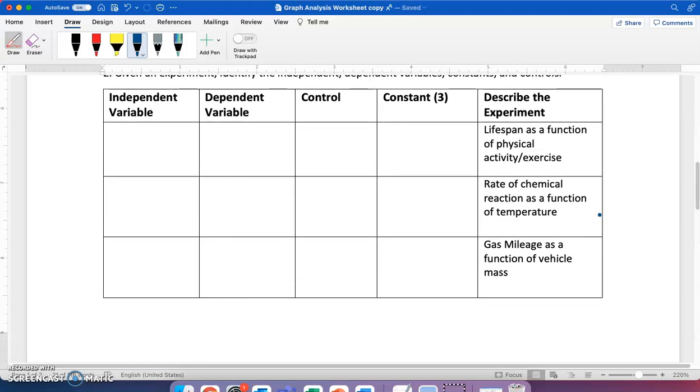Now describe the experiment. So this is the bottom half. You're given the description here. So it's the dependent variable, lifespan. I know that's one word, but I'll split it up there. As a function of physical activity. So the independent variable, so like I said, it's the dependent variable as a function of the independent variable.